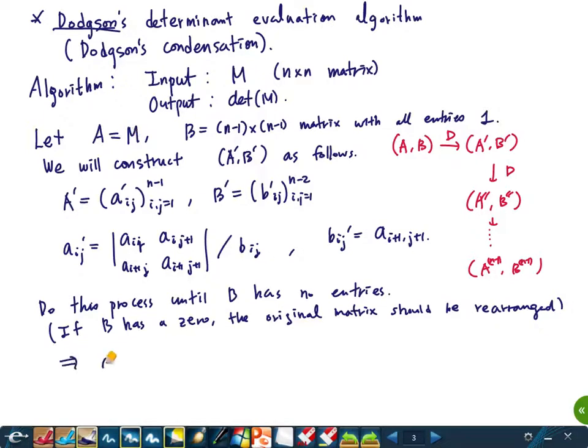Then the determinant of M equals the unique entry in A, because A is now a 1x1 matrix. So this is the claim. We're going to prove this. But before proving this, let me illustrate this algorithm using an example. Any question before I move on? Okay, so here's an example.